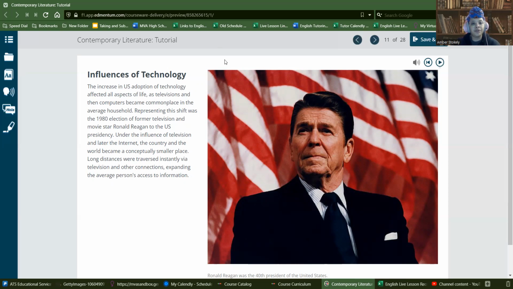Basically, people didn't have to rely on the government to publicly release information about what was happening. They could actually watch the news and watch journalists actually travel and show you what was happening in other places.